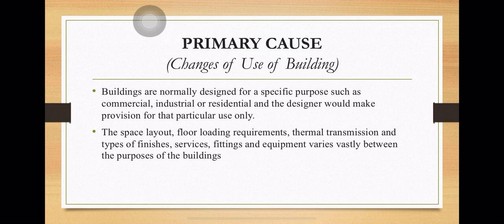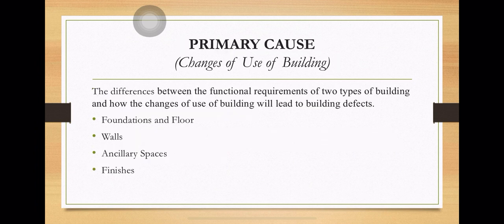Next is changes of use of building. Buildings are normally designed for a specific purpose such as commercial, industrial or residential, and the designer would make provisions for the particular use only. The space layout, floor loading requirements, thermal transmission and types of finishes, services, fittings and equipment vary vastly between the purposes of the buildings. The differences between the functional requirements of two types of building, and how changes of use of a building will lead to building defects, are, for example, that the foundations and floor, the walls, the ancillary spaces and the finishes of a factory are different compared to a residential or commercial building.